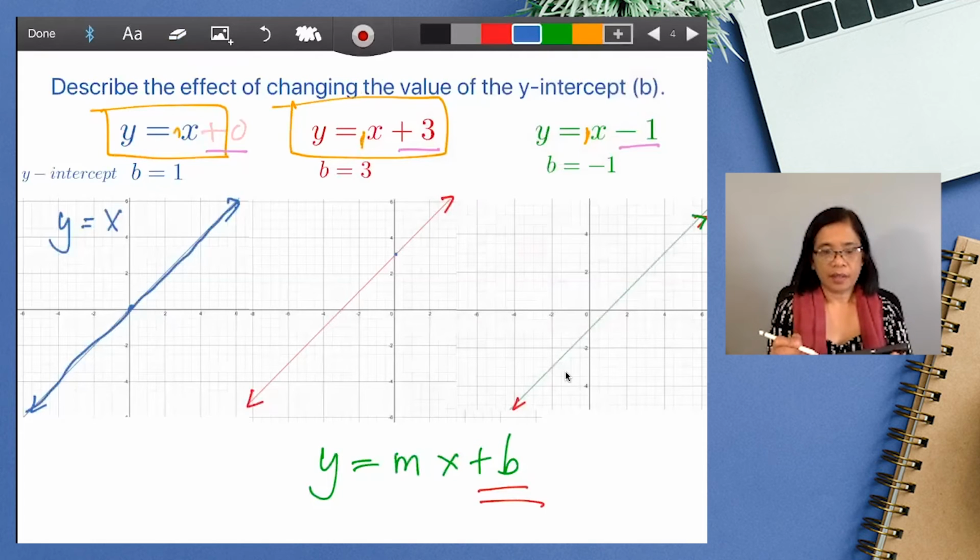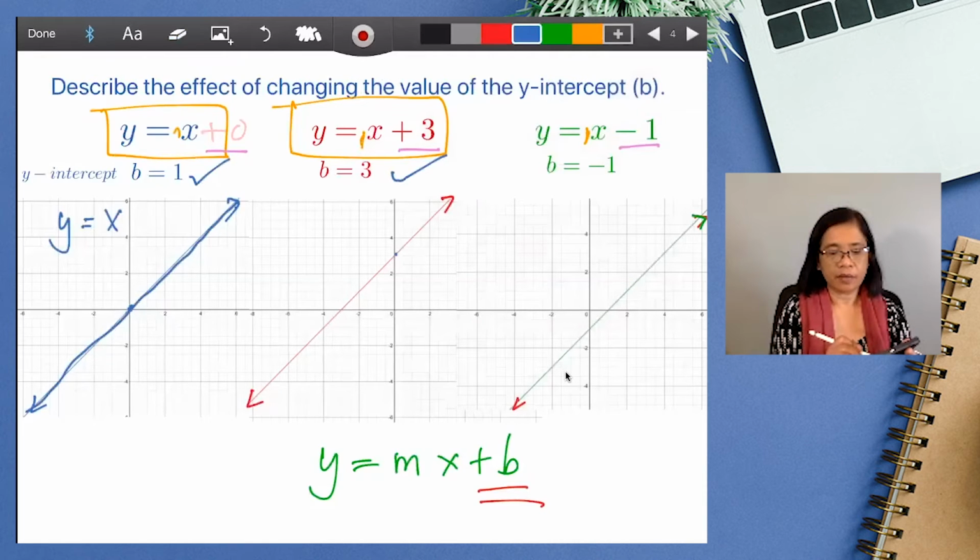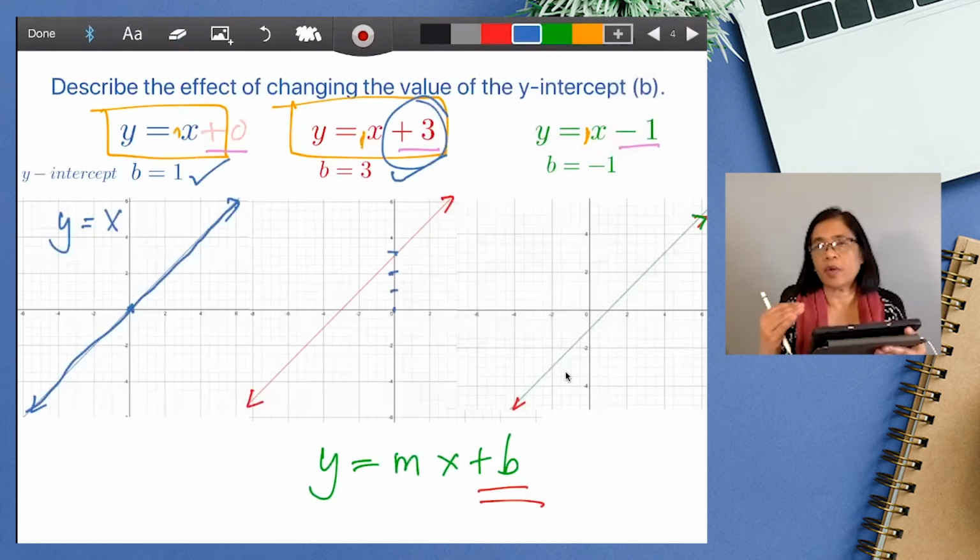Next, if we change the value of b from 0 to 3, so in the blue line, when x is equal to 0 and y is 0, notice that this point on the y-axis has been moved 1, 2, 3 units up. Any point here is moved 3 units up from the blue line to the red line. So the plus 3 here represents the movement of the graph of y is equal to x 3 units up.